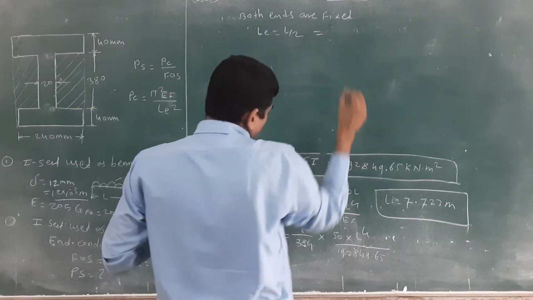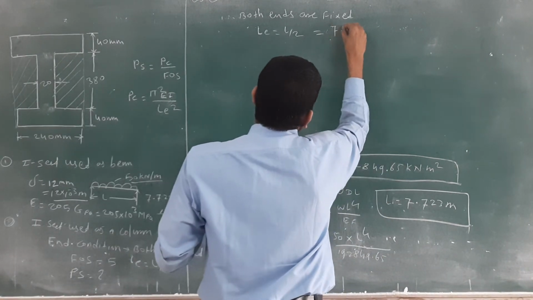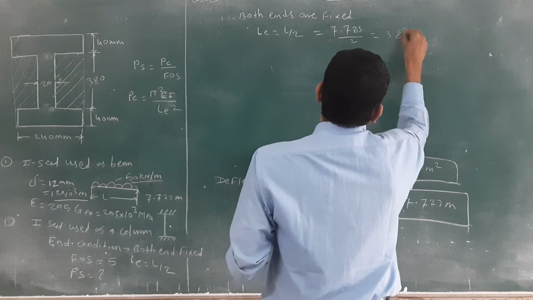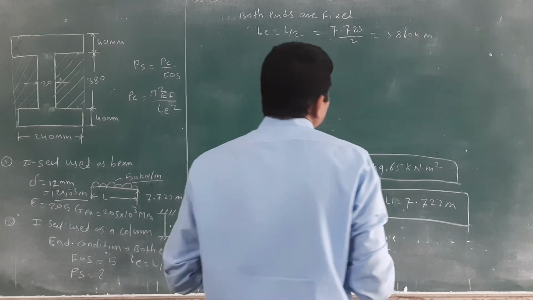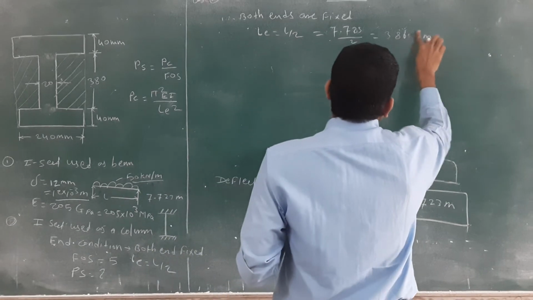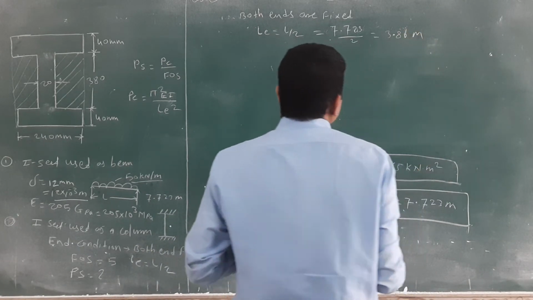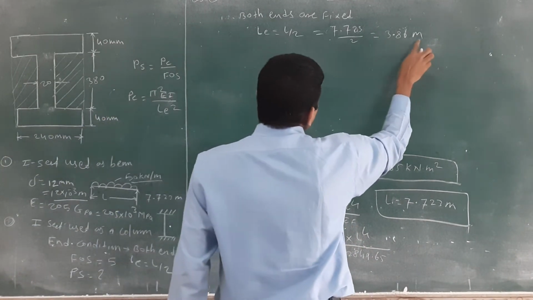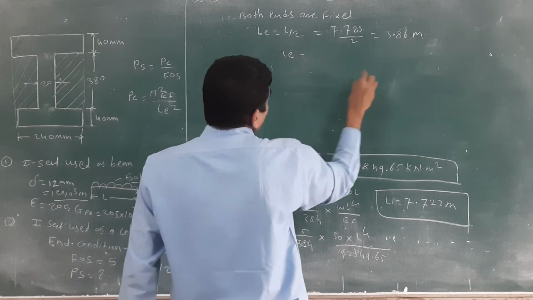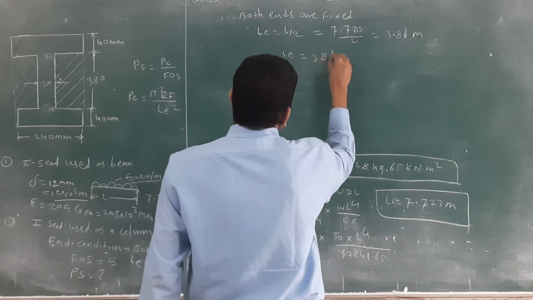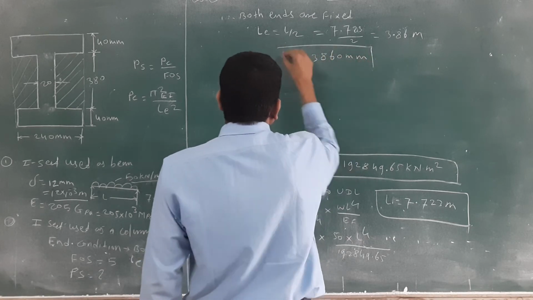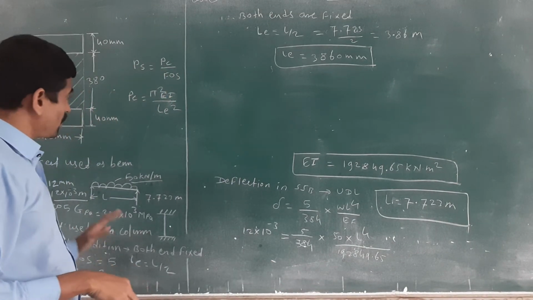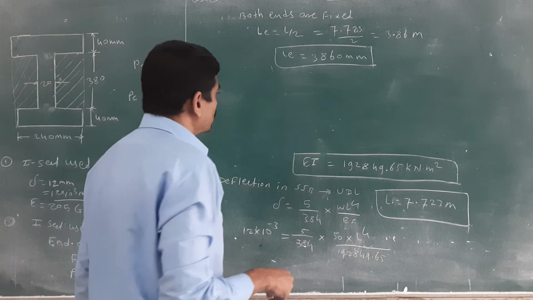Then put the value, already we have calculated, 7.723 divided by 2. You will get 3.8604, again in meter. I will take this as 3.86 meter, LE is equal to. Then if you want to convert into mm, how to convert? Multiply by 1000, then you will get 3860 mm. You should know how to convert meter to mm, mm to meter, kilometer to meter, GPa to MPa. All these things you need when solving numericals.